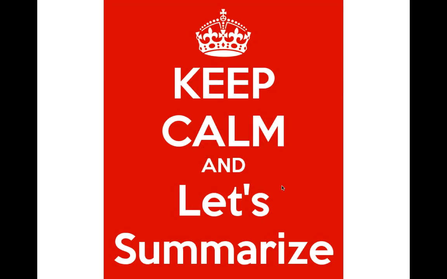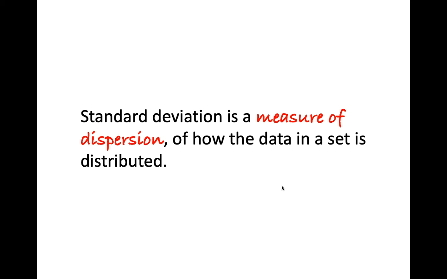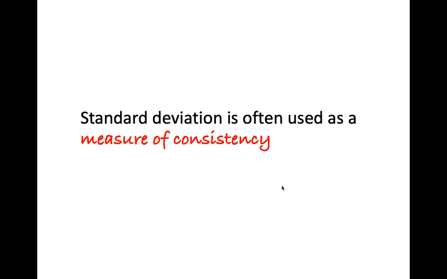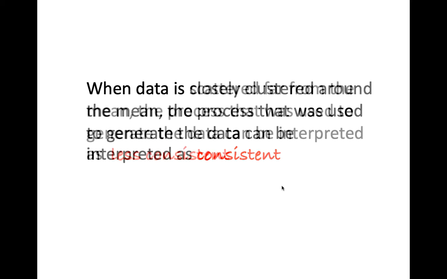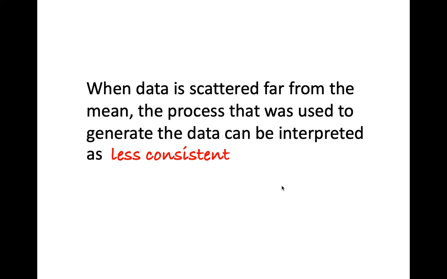So before you lose your mind over this and think, oh my goodness, I'll never be able to understand what this is all about, let's just summarize. Standard deviation is a measure of dispersion, of how the data in a set is distributed. It's often used as a measure of consistency. How consistent is the data that we find in the set? When data is closely clustered around the mean, the process that was used to generate that data can be interpreted as consistent. And when the data is scattered far away from the mean, the process that was used to generate that data can be interpreted as less consistent.